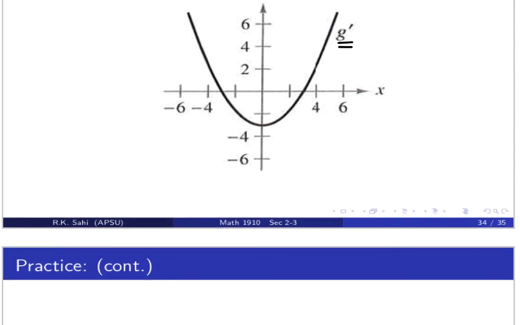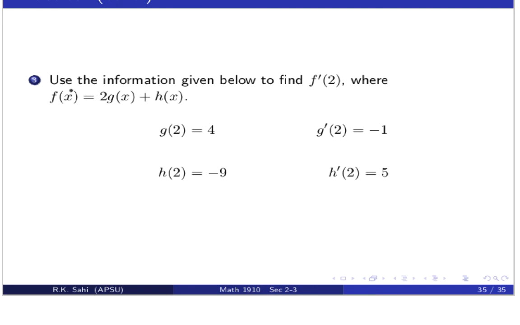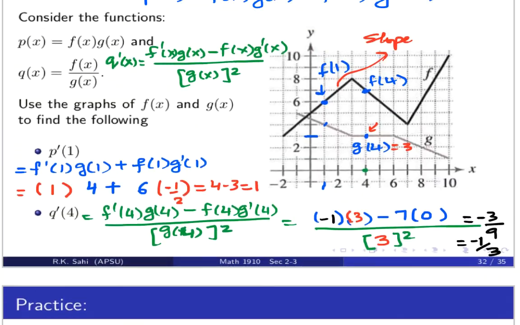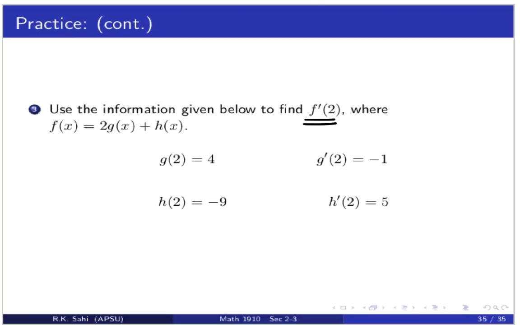Okay, another kind of questions is if you're given a function f(x) which is 2g(x) plus h(x), find f prime of 2. Very similar to just the problem I did earlier, which was in the product and the quotient rules. Here, notice it's the sum of two functions. So apply the same idea.